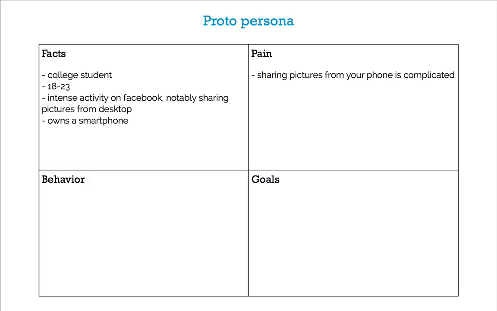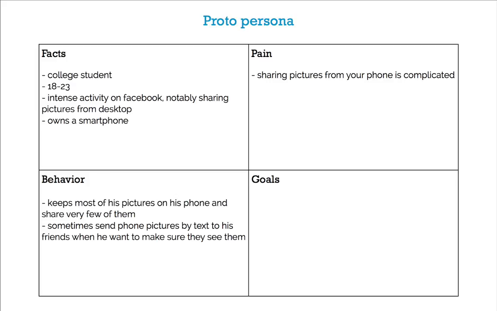Next block is pain. For now, we don't need to give too many details. The pain is our problem hypothesis. And you might recall from the previous video that our first hypothesis was that sharing pictures from your phone is complicated. Next up is the behavior the user currently exhibits because he doesn't have our solution.